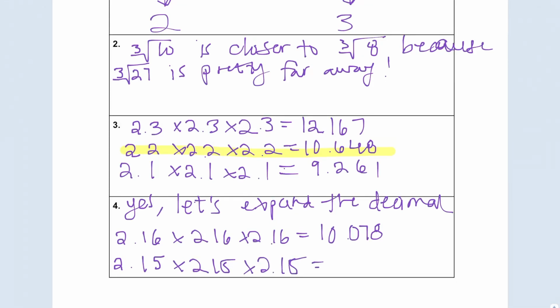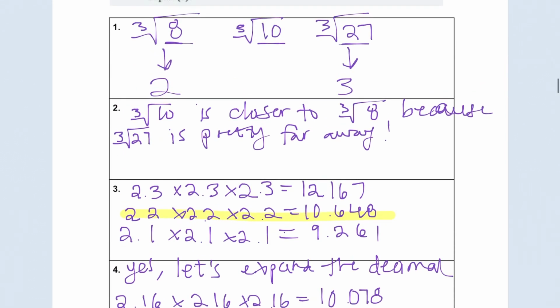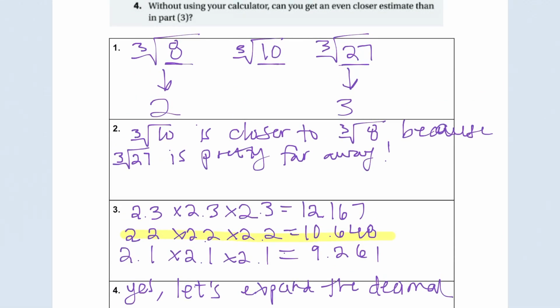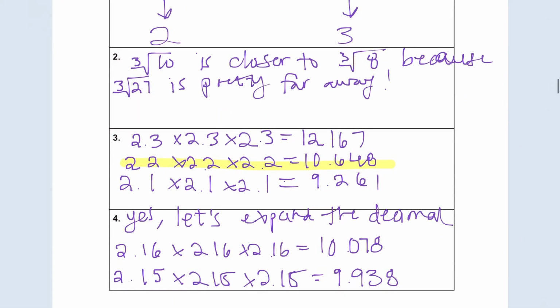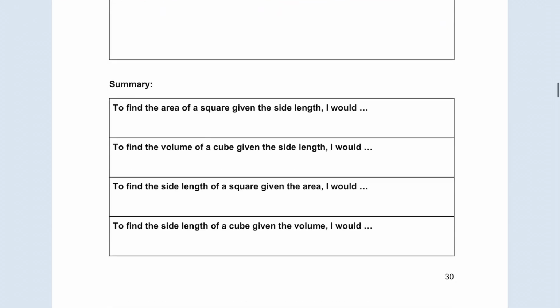2.15. Let's try that. Again, I apologize for the stylus. Times 2.15 times 2.15. And that is awfully close. So you guys see, as we add more decimals, we can get closer and closer and closer to the exact answer. Okay?